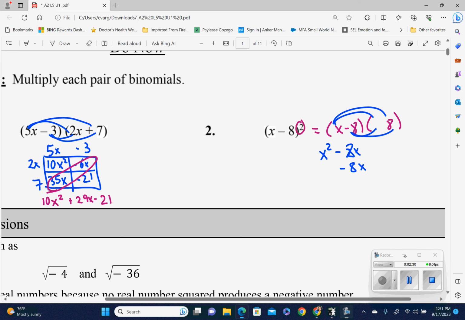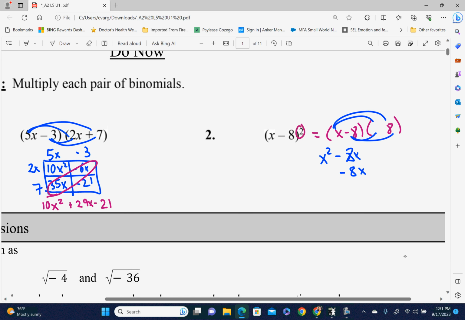It glitched there for a second. So that's going to be plus, whenever it feels like working again, plus 64. And then we're going to combine like terms. Why did I just cross everything out?